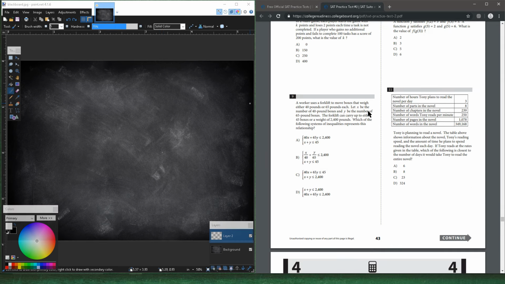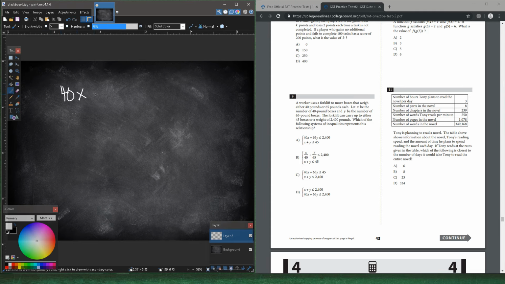Number 9. A worker uses a forklift to move boxes that weigh either 40 or 65 pounds each. Let X be the number of 40-pound boxes and Y be the number of 65-pound boxes. A forklift can carry up to either 45 boxes or a weight of 2,400, which of the following is the system of inequalities? First, we want to find out the amount of weight they could carry. So that's the amount of 40 is X, so 40X, and the number of 65 is Y, plus 65Y. Since it can't go over 2,400, it's less than or equal to 2,400.